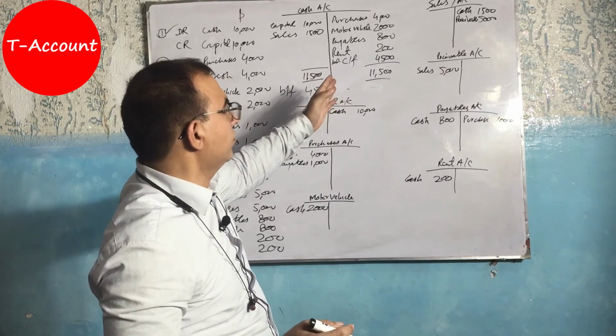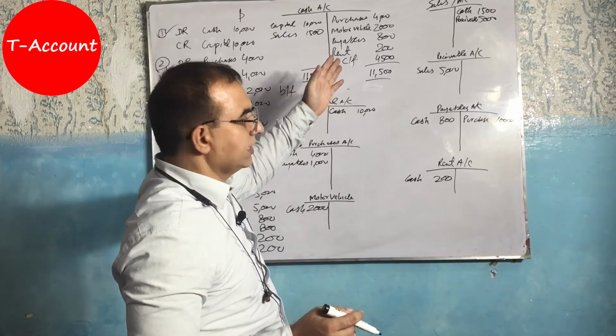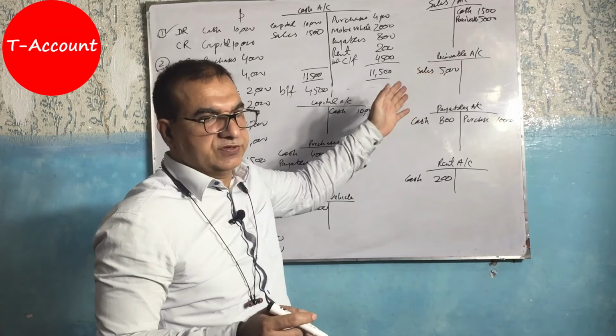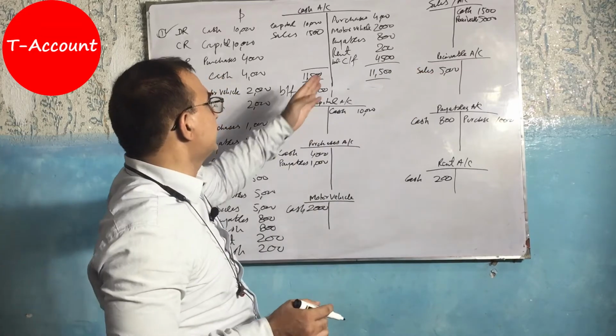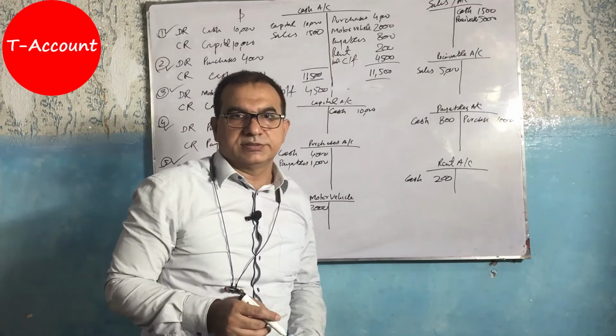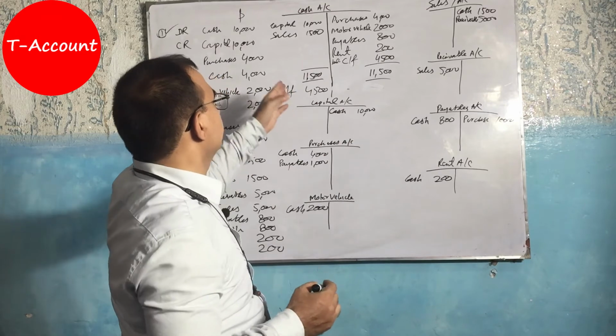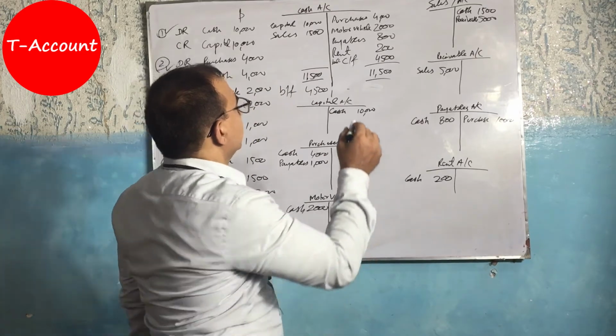Why do we write on the opposite side? To balance it off, to meet the deficiency, to fulfill the shortage. This side is lighter, this side is heavier. So we are putting that balance over there to make it level, to make it equal to this side. So that's why it's here.